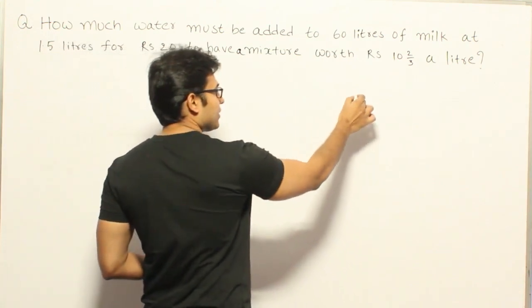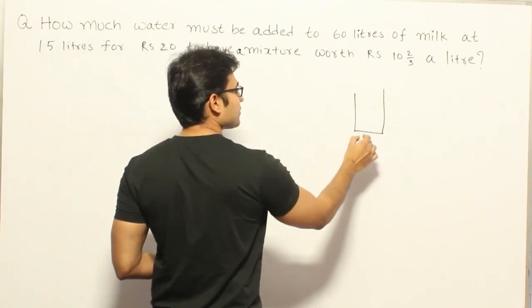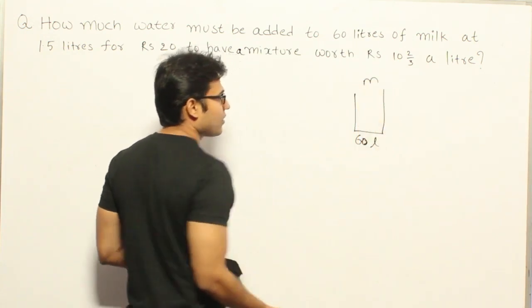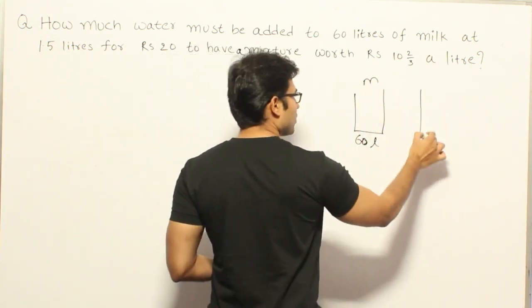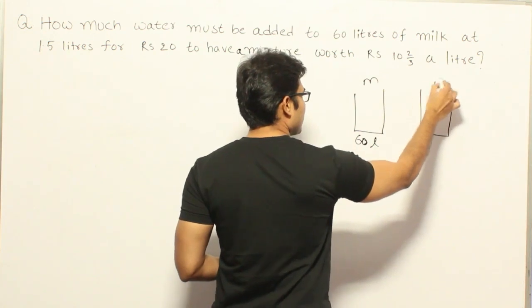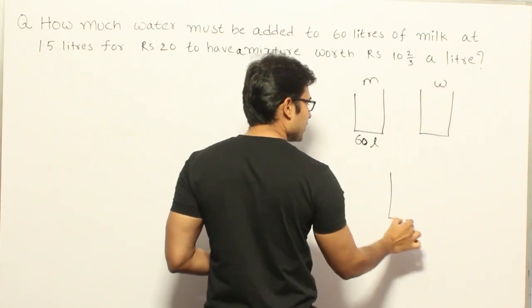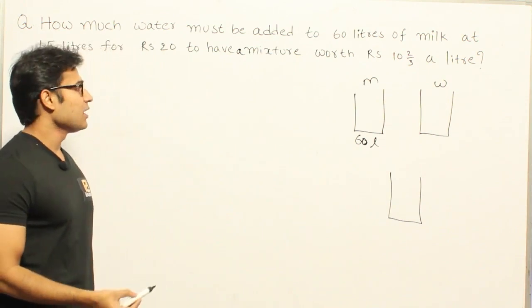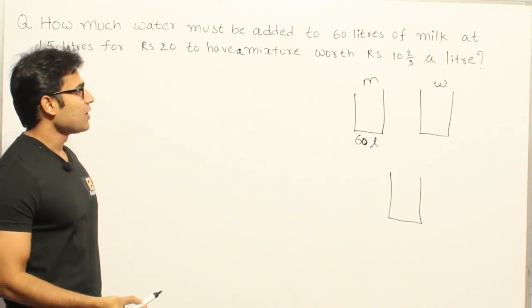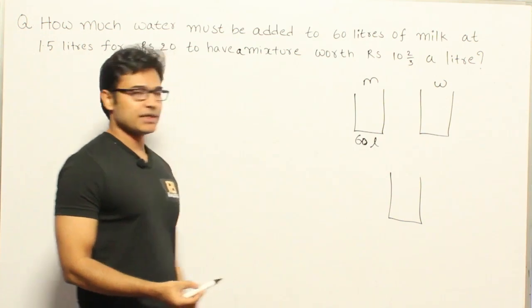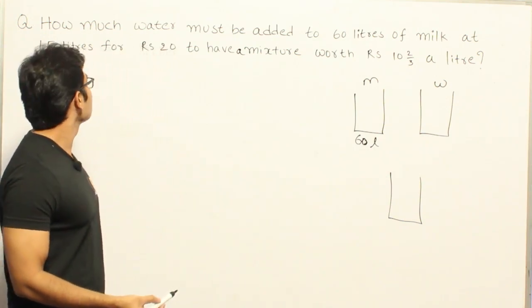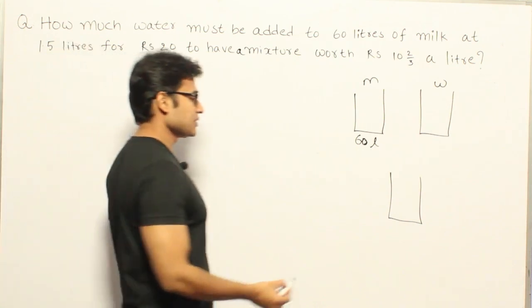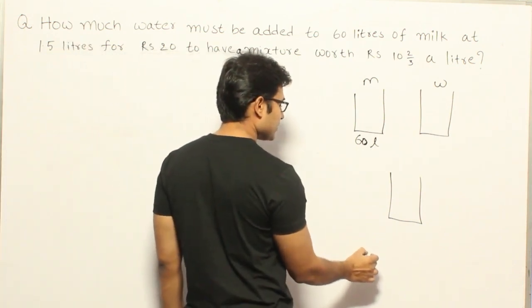See, they are saying that 60 liters of milk is there, and now water is there. We have to mix them both in such a way that the cost is going to drop down. That is what they are asking. Now initially they are saying that the cost of the milk is, how much? For 1.5 liters, 20 rupees. See, the cost is given like this.